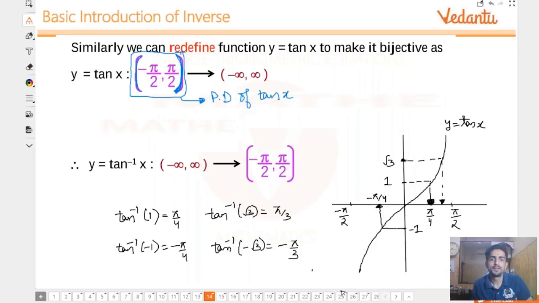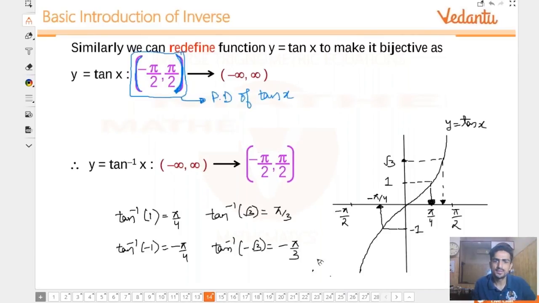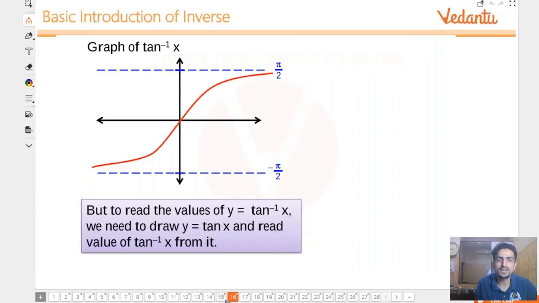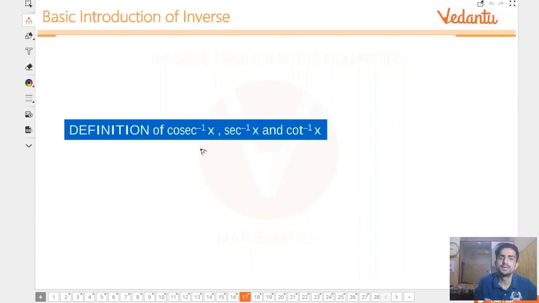Okay guys, so moving ahead. Yes, Devesh, I suppose you are right. That is how the graph of tan inverse will look if you want to make it from the graph of tan x. Just reflect it about y equal to x. Exactly. But as such, it will not be used anywhere. So not considering it. Next are cosecant inverse, secant inverse, cot inverse.